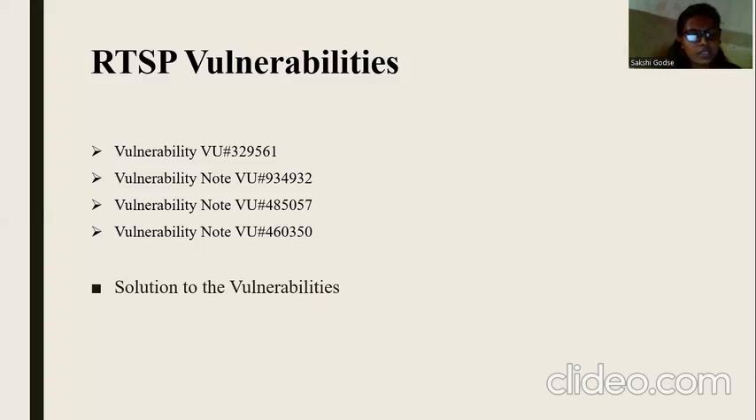Next vulnerability note is VU#460350. It states that Apple QuickTime or Darwin Streaming Server fails to properly process a describe request. Impact: an unauthenticated remote attacker could prevent legitimate users from accessing the stream content. All of these problems can be resolved by applying a patch from the vendors.